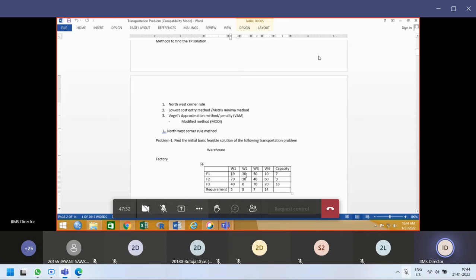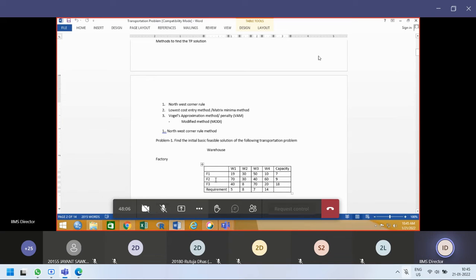Factory 1 to warehouse 2, 30 minutes are required. Factory 1 to warehouse 3, 50 minutes are required. Like that, 10 minutes are required to transport the goods from factory 1 to warehouse 4. But how much production of F1? Maximum 7 production is allowed. This may be in tons or kg or whatever, capacity maybe in tons, maybe in 1000 kg.